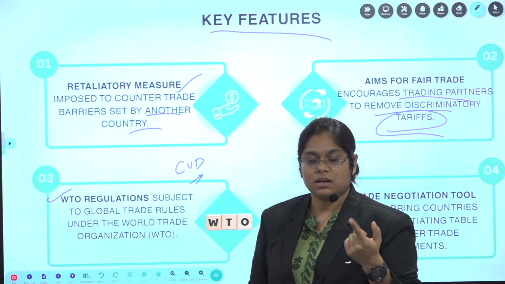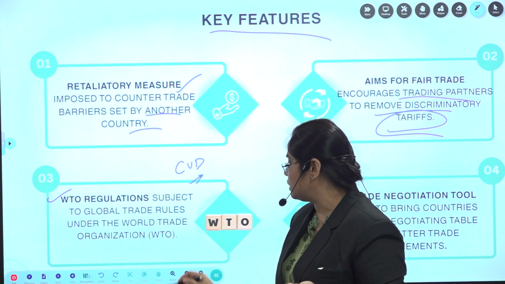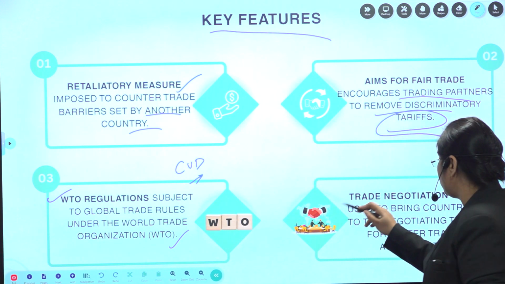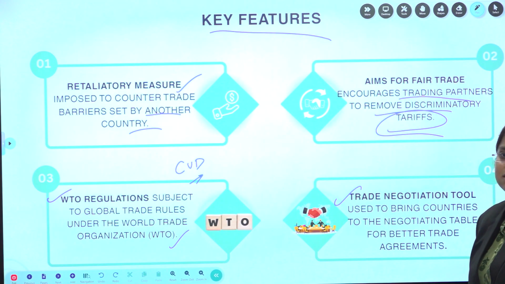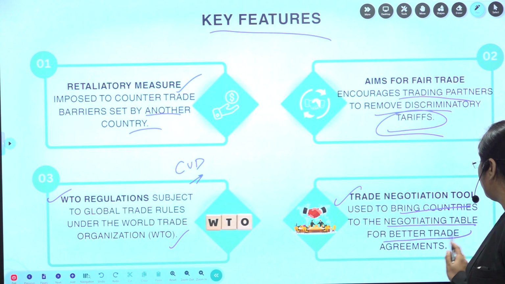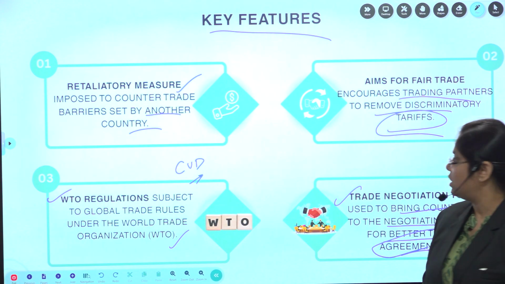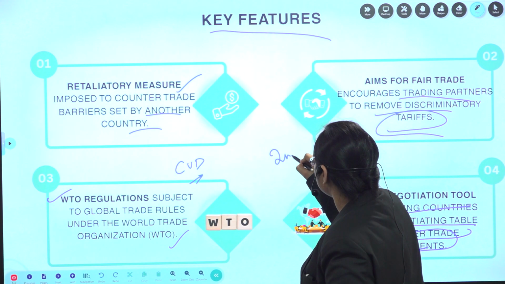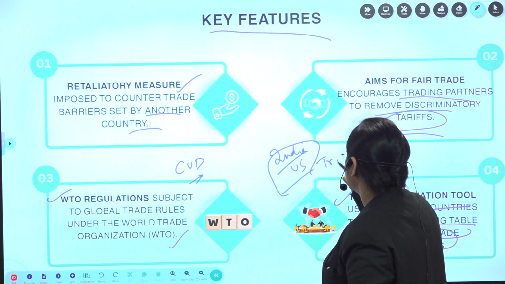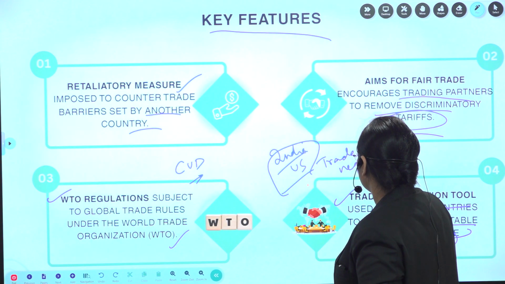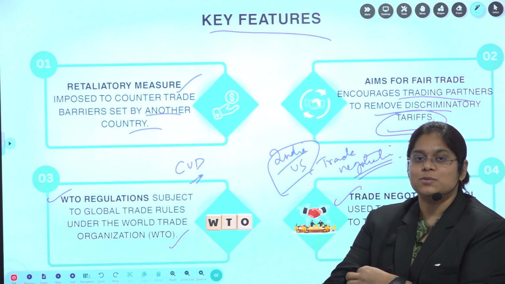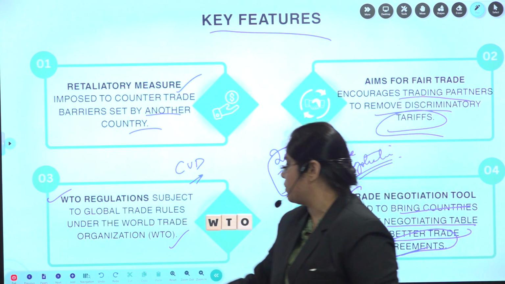If there are high reciprocal tariffs, then the WTO comes into the picture, telling countries not to impose high tariffs. Then also it is a trade negotiation tool, used to bring countries to the negotiating table for better trade agreements. Right? Basically, India and the US are under these trade negotiations, and India is saying that there will be no reciprocal tariffs by the US.